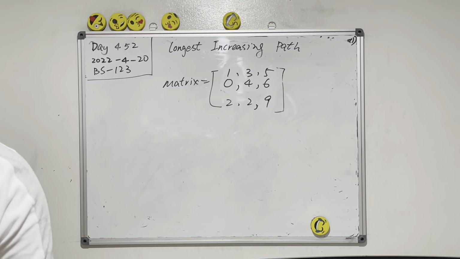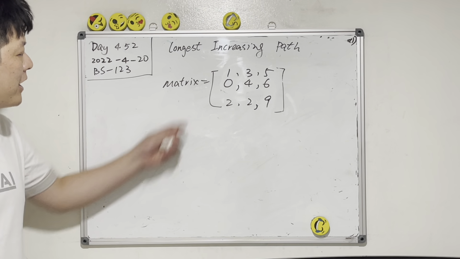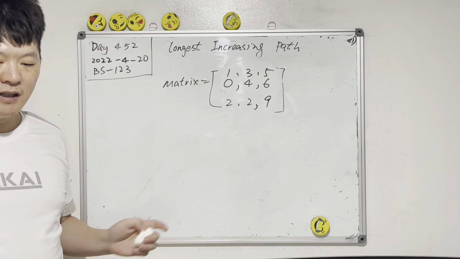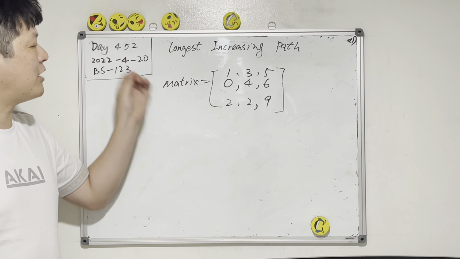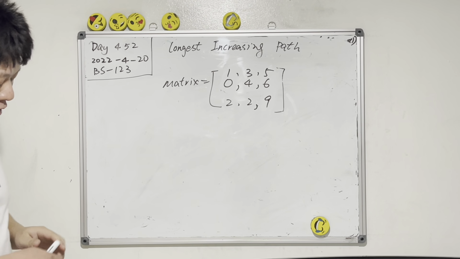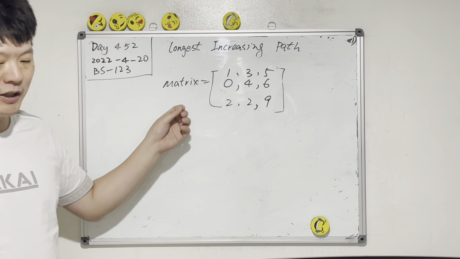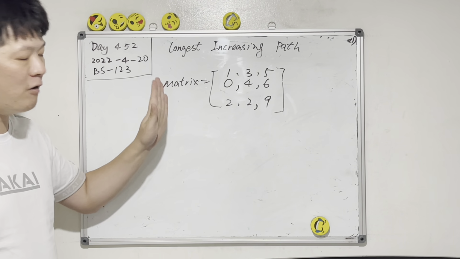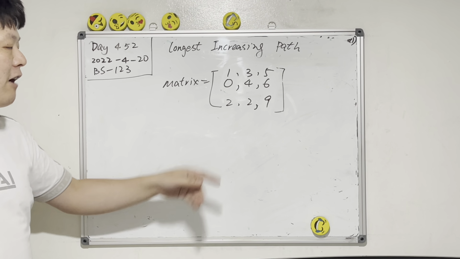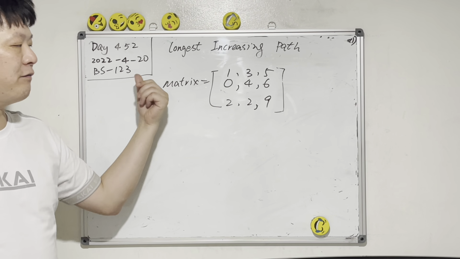Okay, so let's talk about this longest increasing path. We're given an integer matrix, and we want to find the longest strictly increasing path in the matrix. For a path, we can follow the numbers horizontally or vertically. Actually, there are four directions. We can go up, down, left, right.